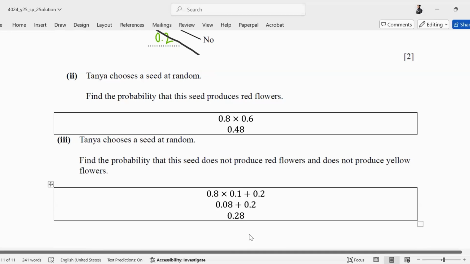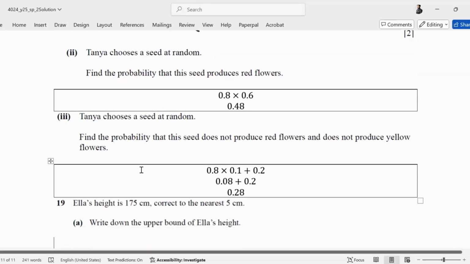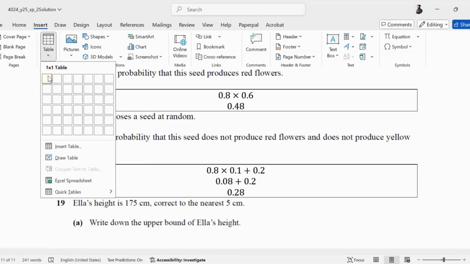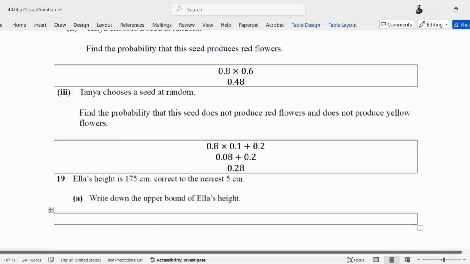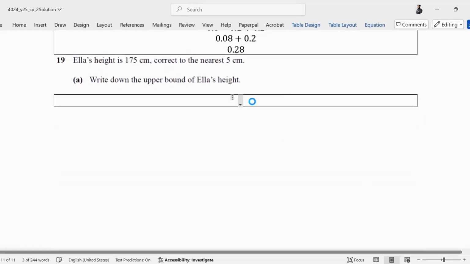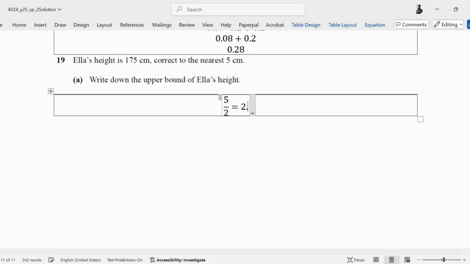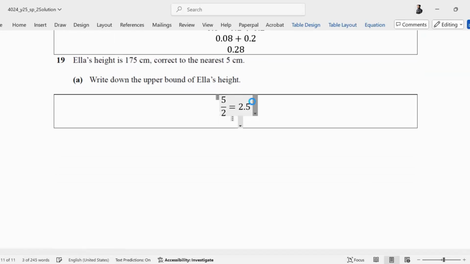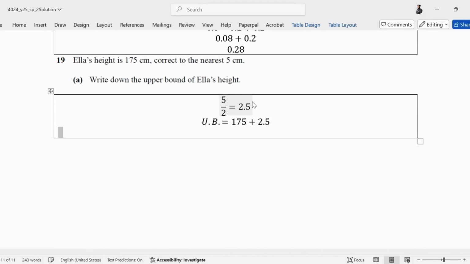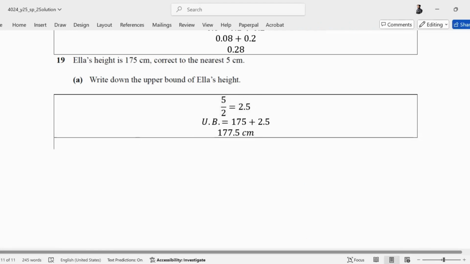Next, question 19. Ella's height is 175 centimeter, correct to the nearest 5 centimeters. This is a question of limits of accuracy. Write down the upper bound of Ella's height. So what do we do? Nearest 5 centimeters, divide that 5 by 2, 2.5. And the upper bound of her height will be found by taking the rounded off value and adding 2.5, which means 177.5 centimeter is the upper bound of Ella's height.